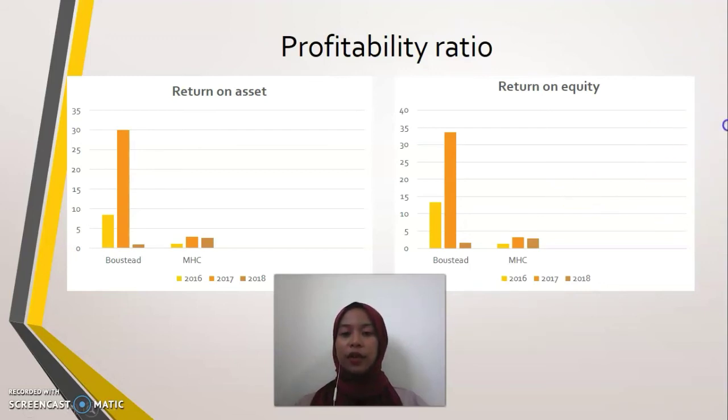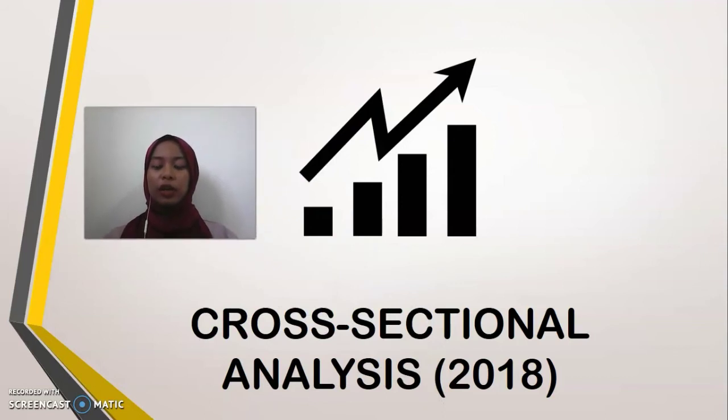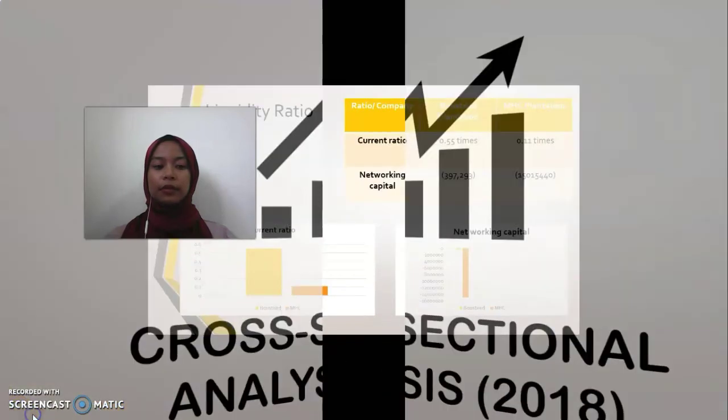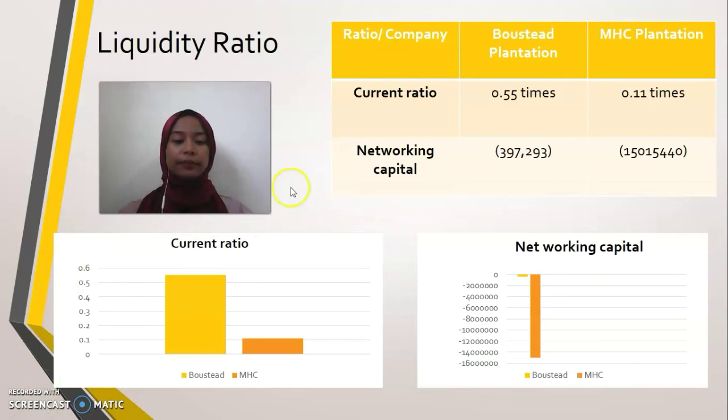So that's all for trend analysis, and moving on to the cross-sectional analysis for both companies. This analysis will compare both companies' performance in the year 2018. So first is the liquidity ratio, as usual. These are the figures and this is the graph.